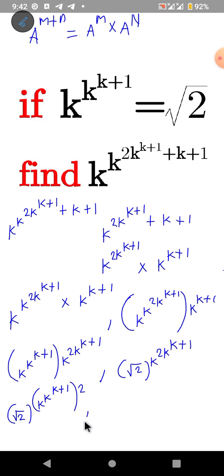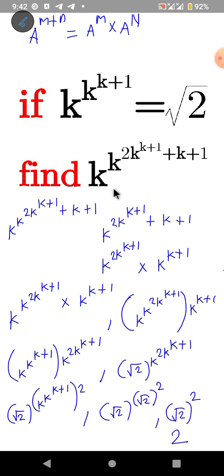Then we continue again. Now this is bracket the square root of 2. Now we know that k raised to the power of k raised to the power of k plus 1 is the same thing as the square root of 2. So here will become the square root of 2 all raised to the power of this 2 here. Then we'll continue again now. Bracket the square root of 2. Now the square root of 2 raised to the power of 2 is the same thing as 2. Then we'll continue again now. The square root of 2 raised to the power of 2 again is still the same thing as just 2.